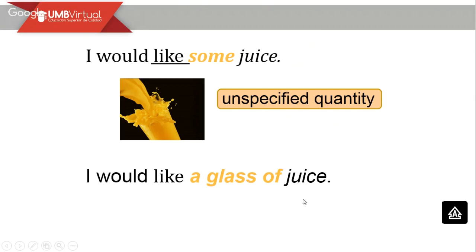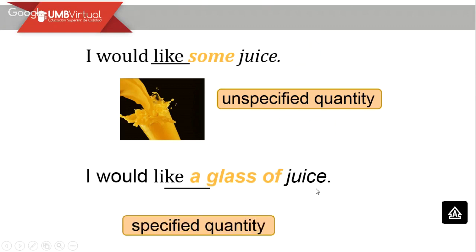But this part, you are never going to use it in plural, like juices or something like that. No. The part that we are going to make plural is the first one: a glass, 2 glasses, 3 glasses of juice. But the noun stays the same. And this part is an example of a specified quantity. It is very specific information, and you're referring to something that you can count.